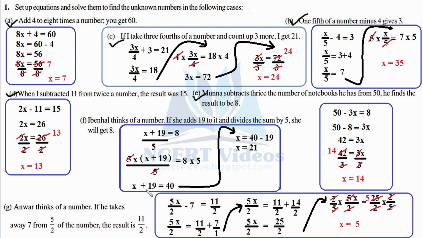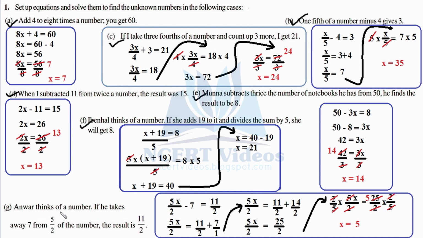Get rid of this 19 by transposing positive 19 towards the right hand side. It gets subtracted. So 40 minus 19 is 21. So x equals 21. Check it. 21 plus 19 is how much? 40. 40 upon 5 is how much? 8, because 8 5s are 40. Therefore, it's correct as well.